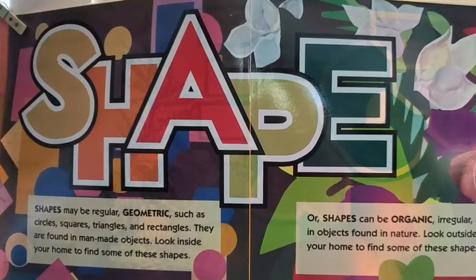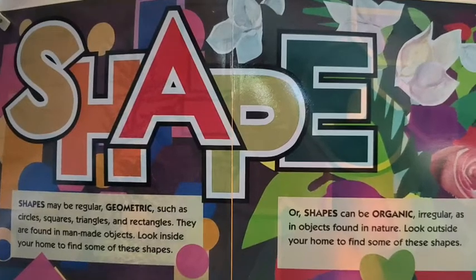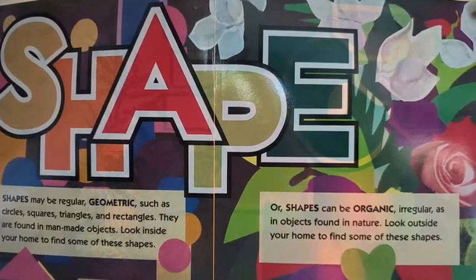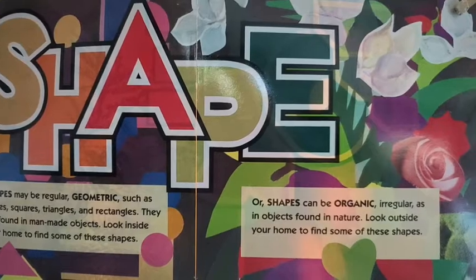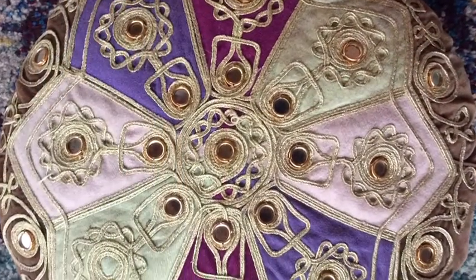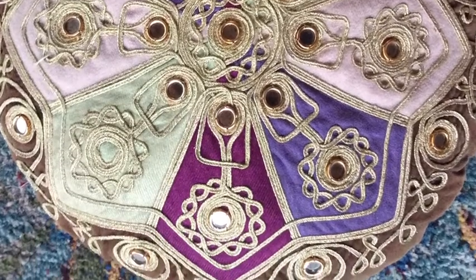Shape. Shapes may be regular, geometric, such as circles, squares, triangles, and rectangles. They are found in man-made objects. Or shapes can be organic, irregular, as in objects found in nature. In my house, I found this pillow with some really neat shapes that are man-made, embroidered on a pillow. I also looked outside and found these organic shapes found in nature.